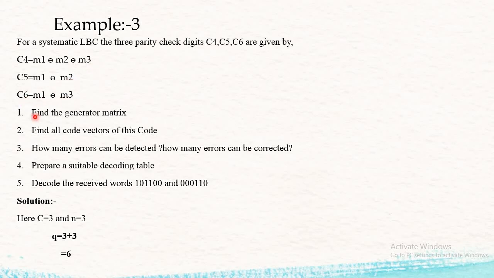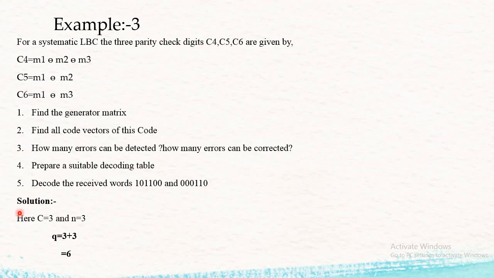What they have asked us: find the generator matrix, find all code vectors for this code, how many errors can be detected and how many errors can be corrected, prepare a suitable decoding table, and decode the received code words 101100 and 000110. So this is the sum given to us.